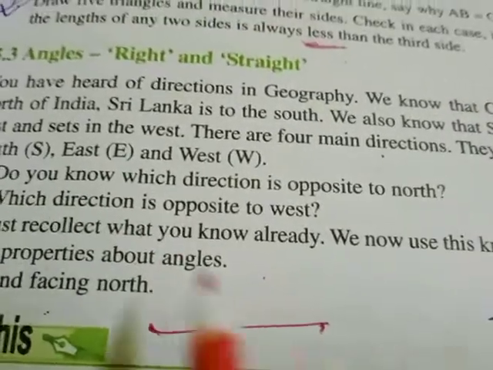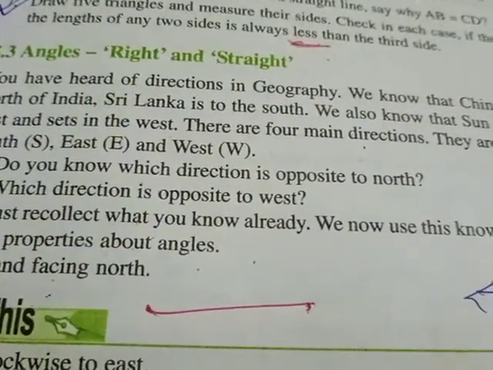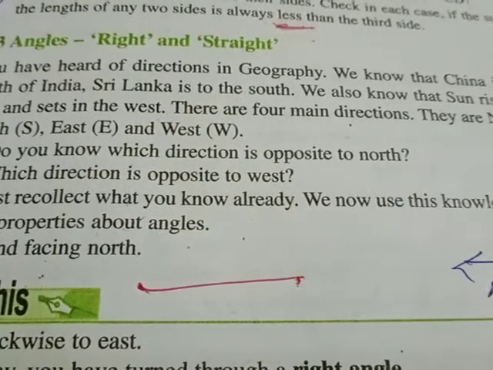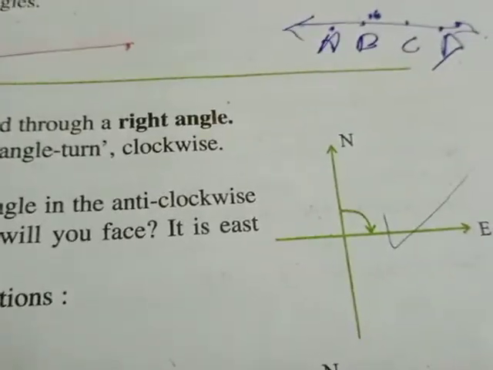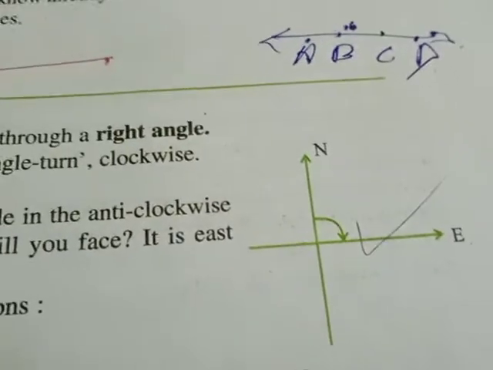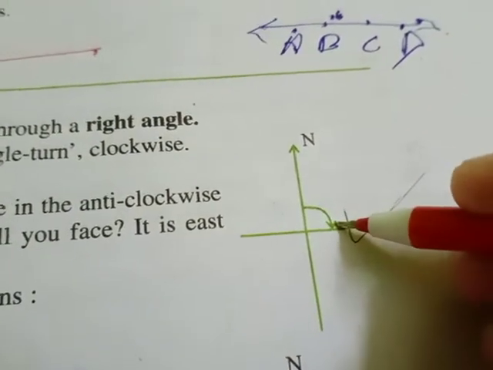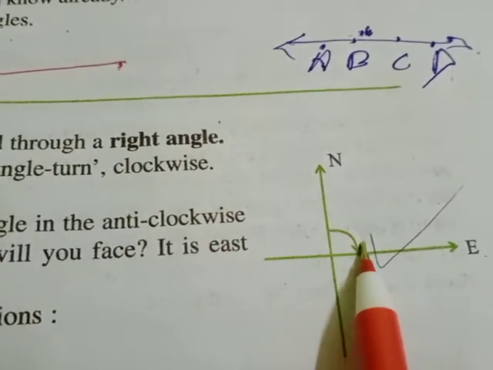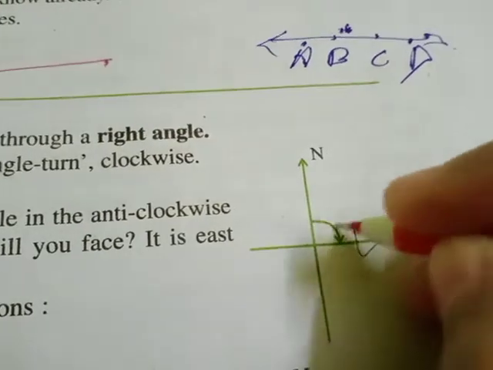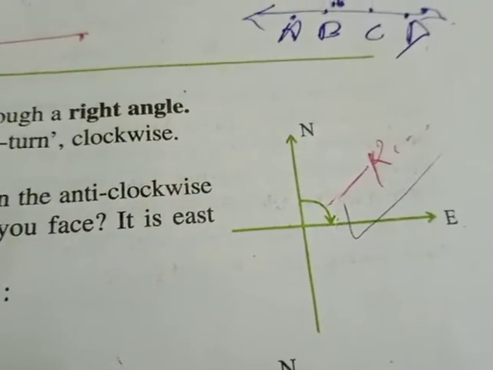When can we say that we have turned a right angle, that is, when have we taken a right angled turn? A right angled turn means a turn from north to east. Okay, this turn when we take from north to east is known as a right angled turn.